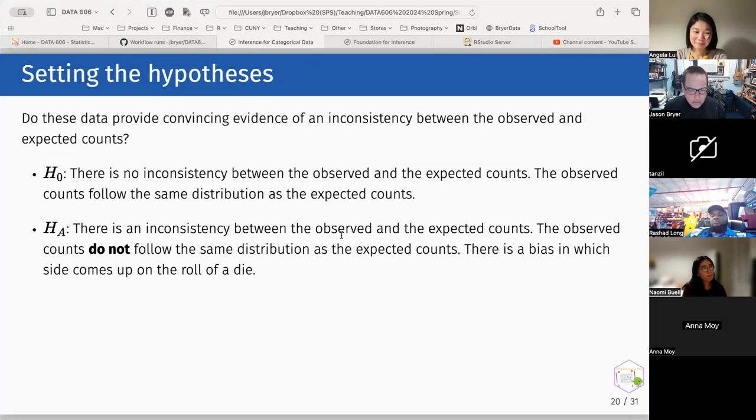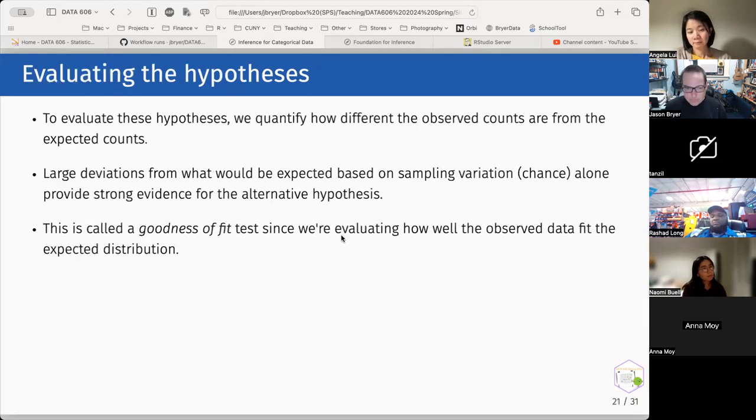Again, null hypothesis testing, we state our null. Our null is that there's no inconsistency between the observed and the expected outcomes. So then our alternative is that there is some deviation.